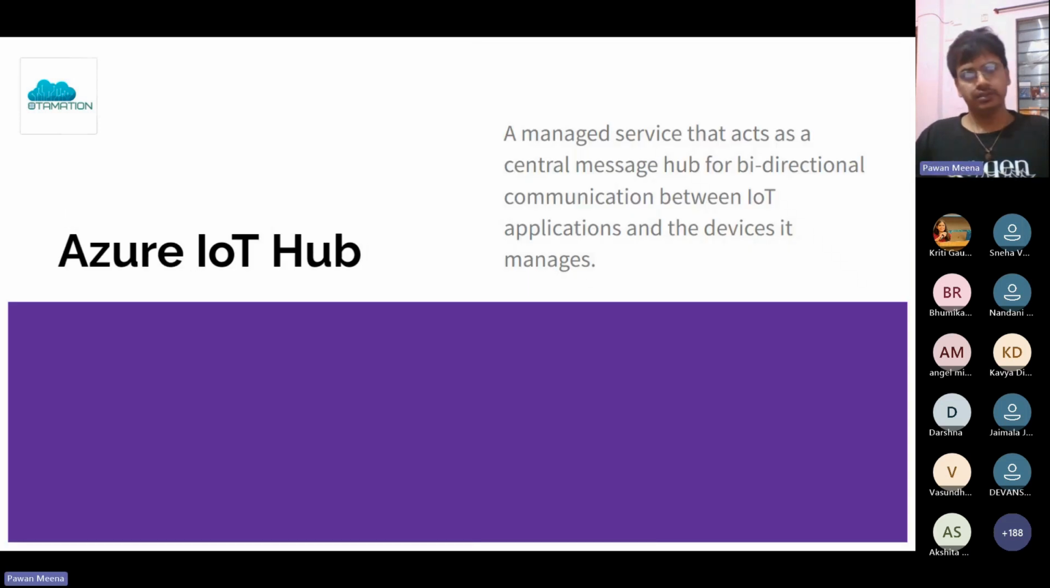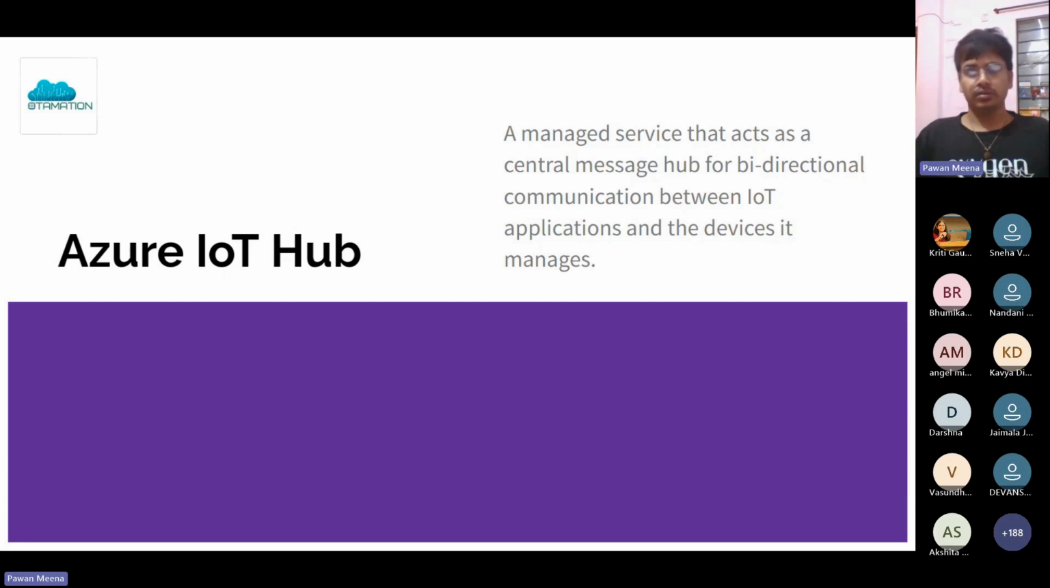Our first service is Azure IoT Hub. As its name suggests, it's the hub. Hub means it is a centralized system to manage all the communication between the IoT devices and IoT applications. When we are going to use a large number of IoT devices, then we will use IoT Hub to manage the communication, or we can say it is a middleware layer for our IoT and web application or app application.